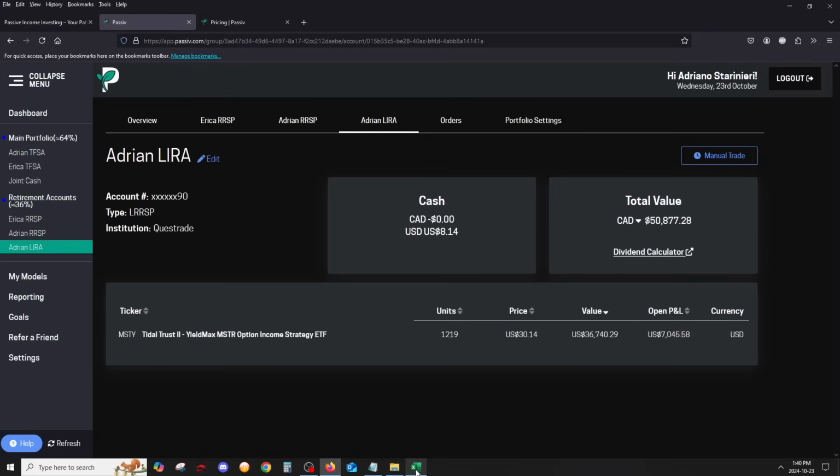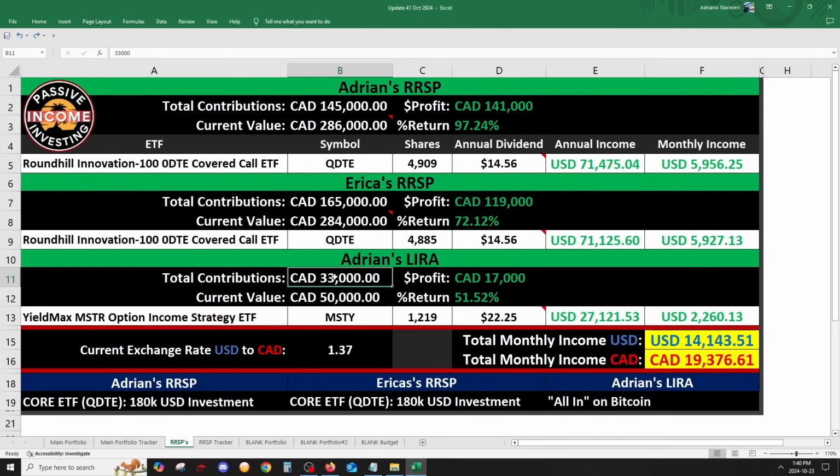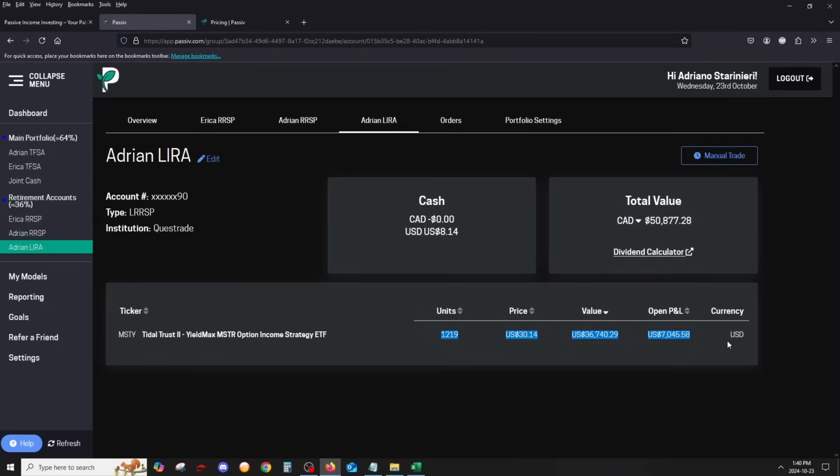As you well know, my small LIRA came from my old Air Canada pension plan. It was $33,000 Canadian, and now it's actually worth $50,000 Canadian. So I'm up over 50% on it. I couldn't be happier. What a great move, honestly, to move it to MSTY.